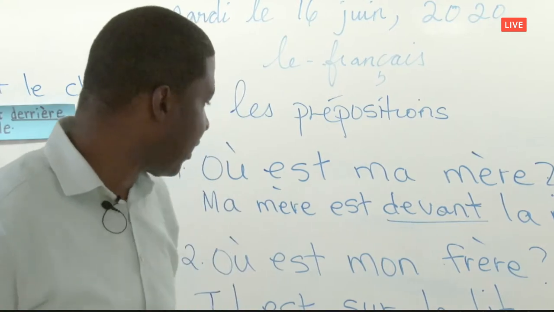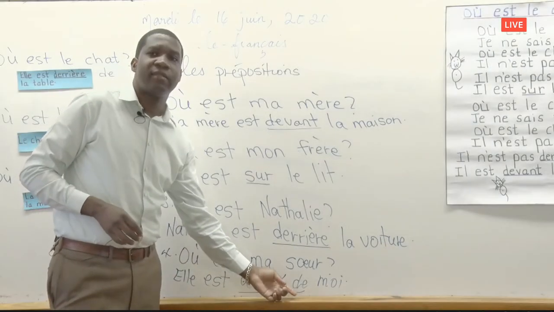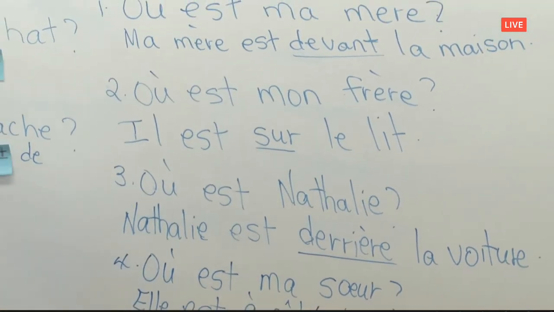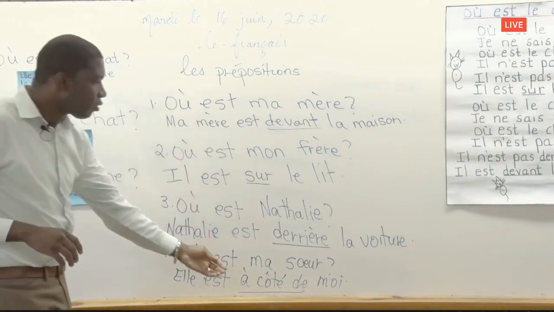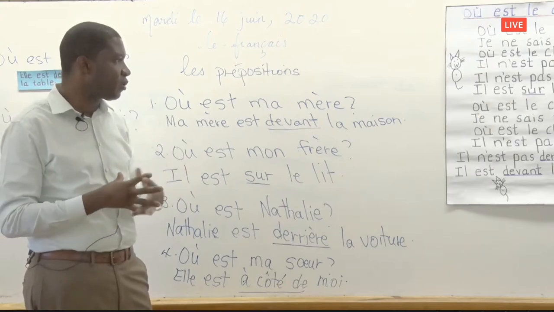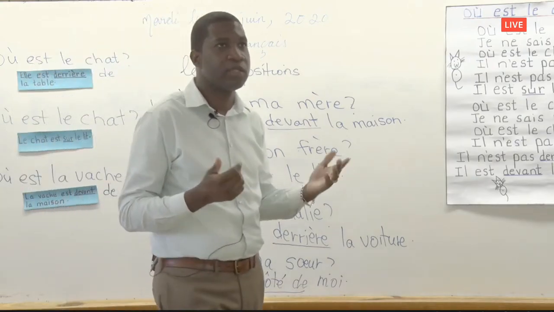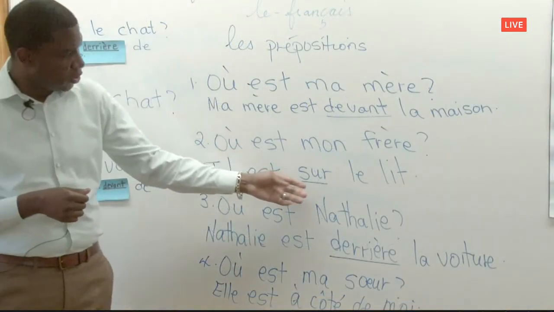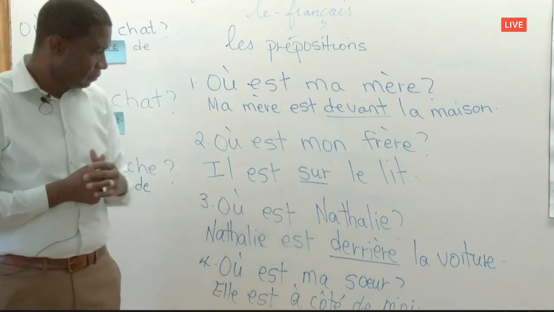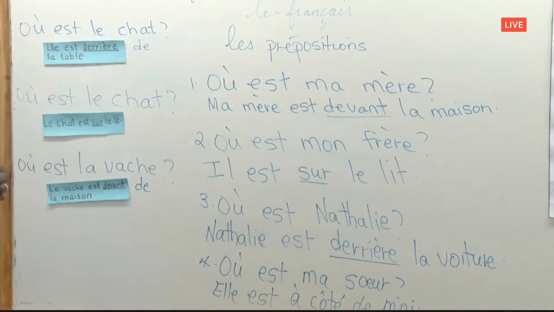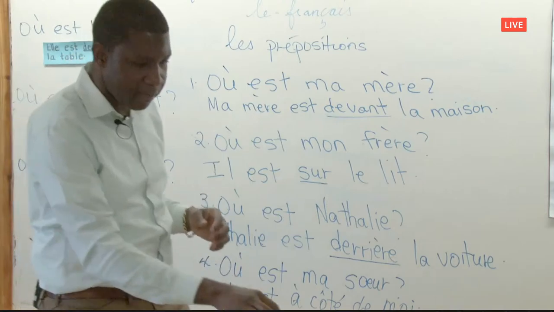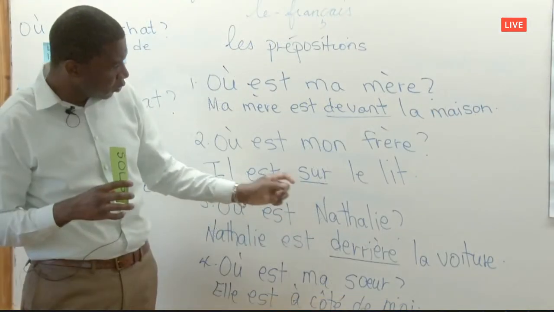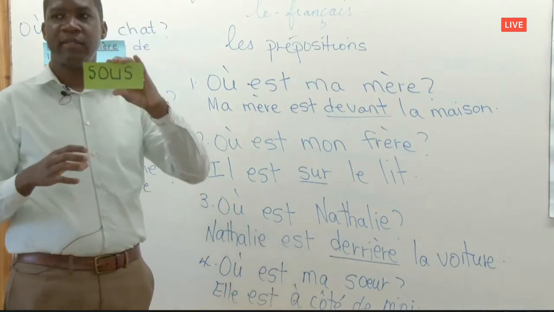And the final preposition that I introduced you to is à côté de. Just remember that whenever you are learning these prepositions, devant, sur, derrière, and sous, de must be used with them. It comes together. All right? So again, let's just go over our prepositions we learned today. Devant, sur, derrière, à côté de, and sous.